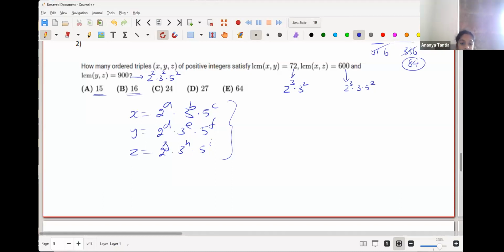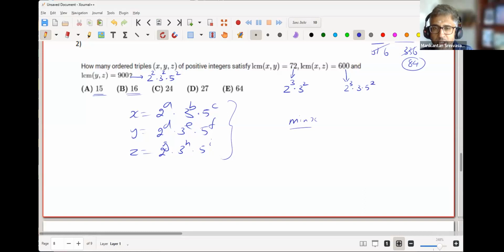I didn't exactly do this method. I took out the minimum and maximum values for X, Y, and Z. The minimum value for X was 2 raised to 3, for Y was 3 raised to 2, and for Z was 5 raised to 2. Why do you say the minimum for X is 2 raised to 3? Because if the value of X is less than 2 raised to 3, if it's 2 raised to 2, then you can't have Y or Z 2 raised to 3, because 900 doesn't have 2 raised to 3 in it.